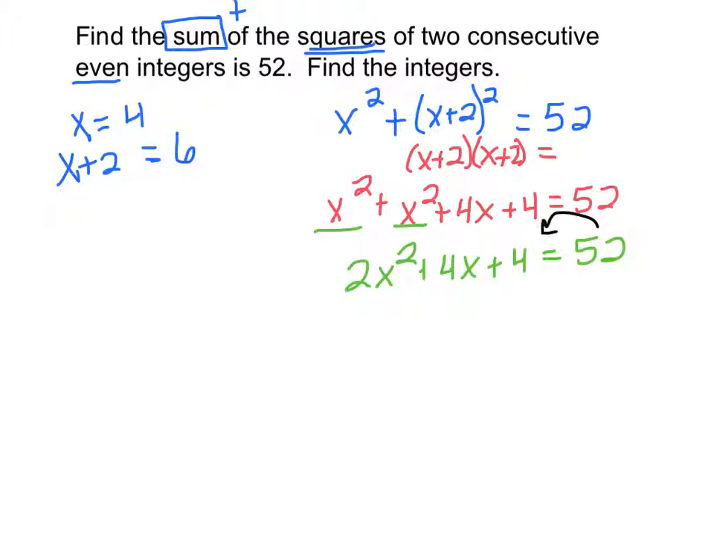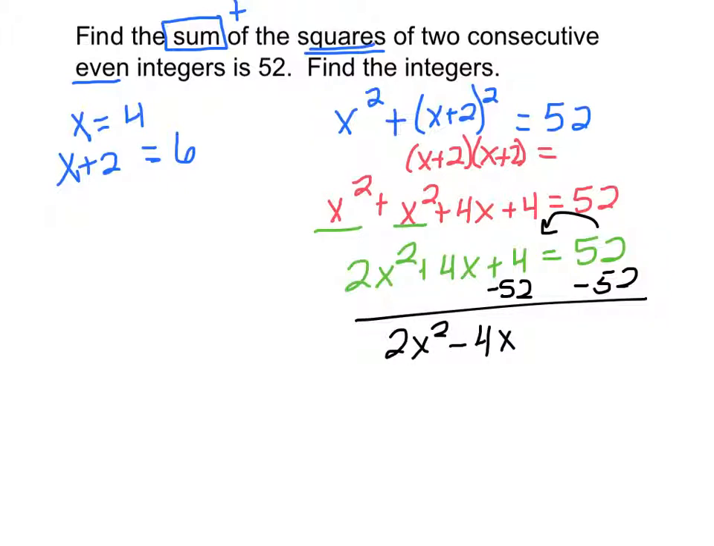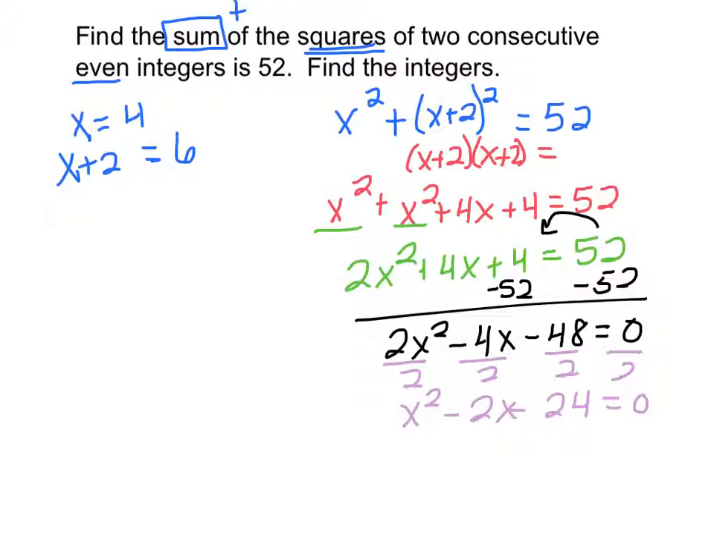Then I'll bring 52 over here by subtracting 52. And I have 2x squared plus 4x minus 48 equals 0. Well, I could factor it like this, but I'm going to make my life easier and divide everything by 2. So I get x squared plus 2x minus 24 equals 0.